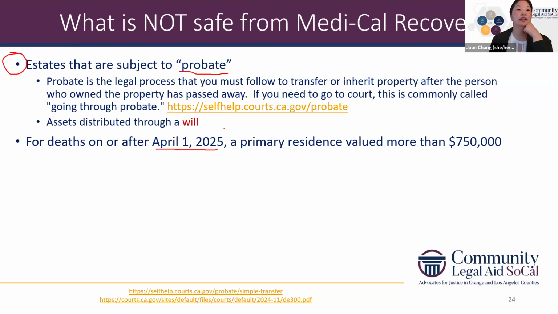This went into effect last year, but the new rule is a primary residence valued at more than, not at, but greater than 750K. If your primary residence is valued at more than 750K, you're in the danger zone. Again, these are for those who passed away on or after April 1 of 2025, because that's when the law went into effect. So this is a new thing that just came in last year.